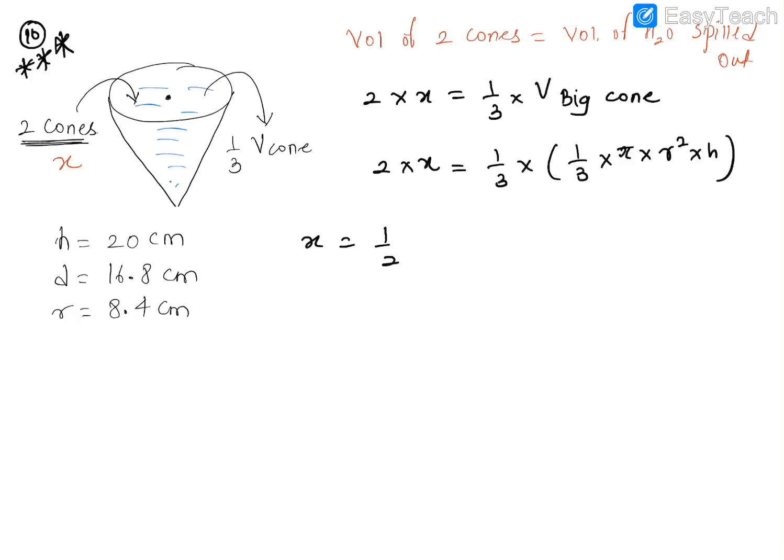First I'll take 2 to the other side, so I'll get half. Then there was already 1/3 here, then one more 1/3 was there. Then pi is 22/7. Then radius 8.4 into 8.4 into height, which is 20.